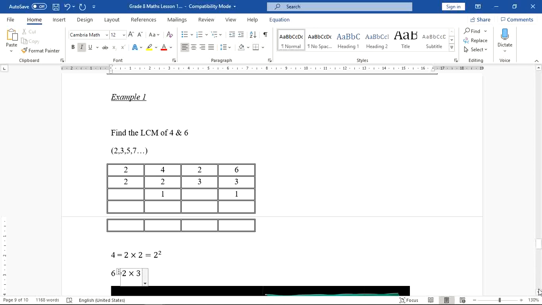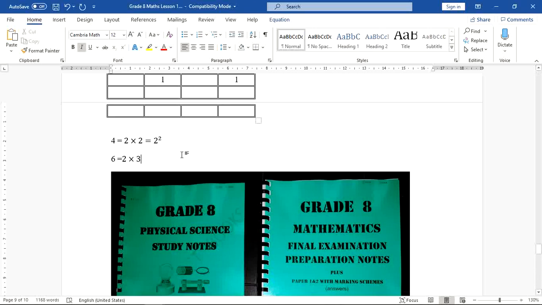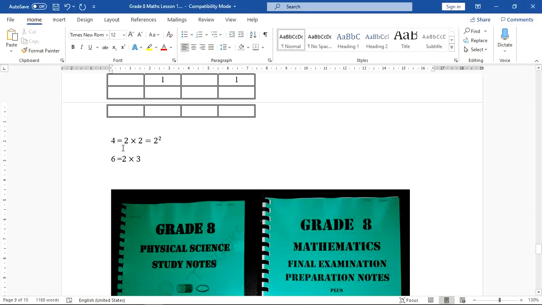So how do you get the lowest common multiple then? This is what you need to do. As you can see, the 4 has a 2, and 6 also has a 2. So the LCM of 4 and 6 will be made up of these 2, the 2 for 4 and the 2 for 6, which will make up one 2. But now you have a leftover 2 and also a leftover 3. What do you do? You just bring them down.